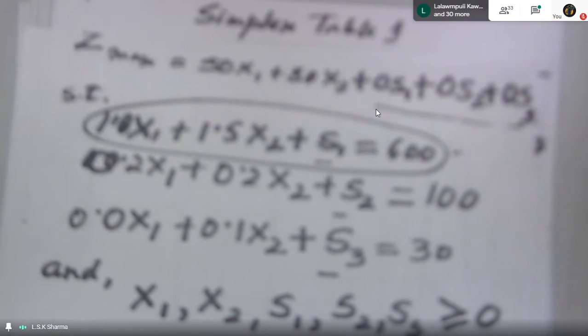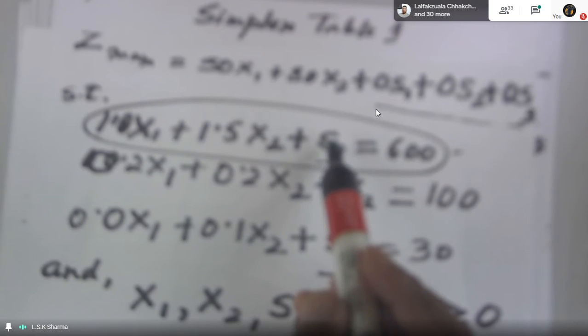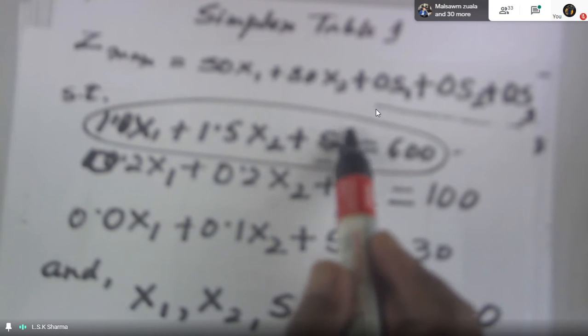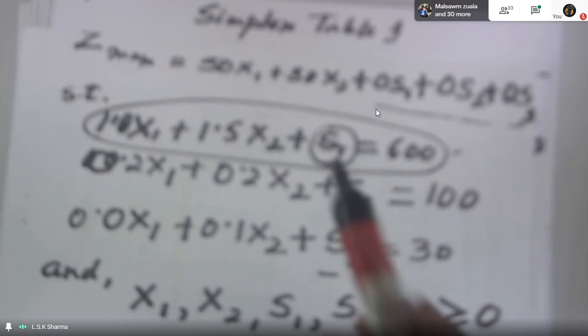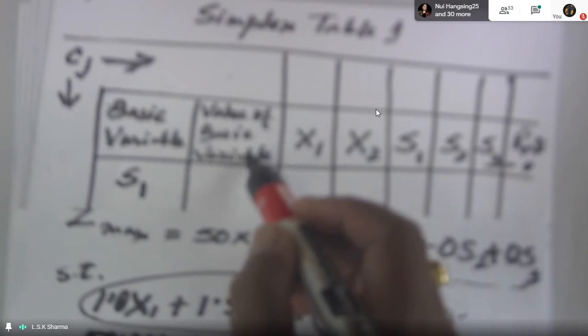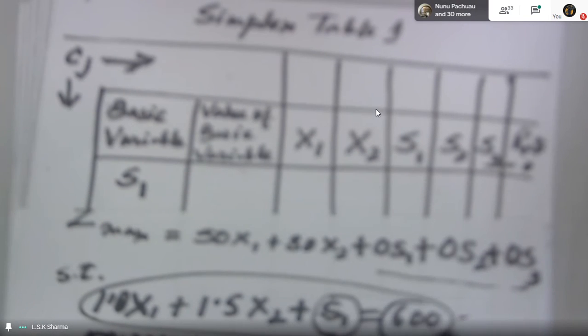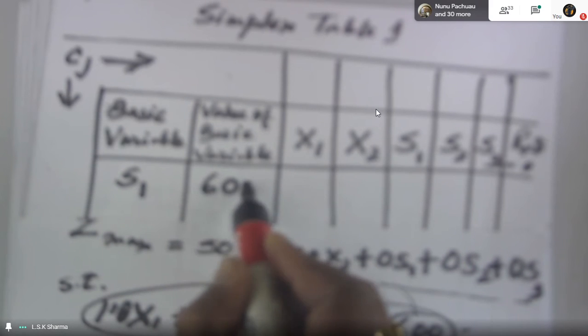Okay, so this is the first equation. Where does my slack variable lie out here? The slack variable is out here. So this S1 is my basic variable. Here I write S1, and the value of the basic variable is this. We transfer it out here, so you write 600 out here.